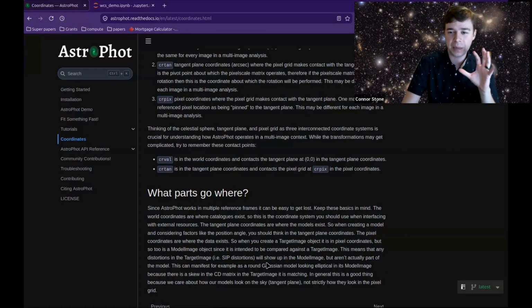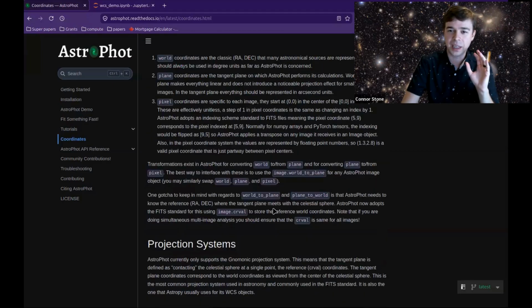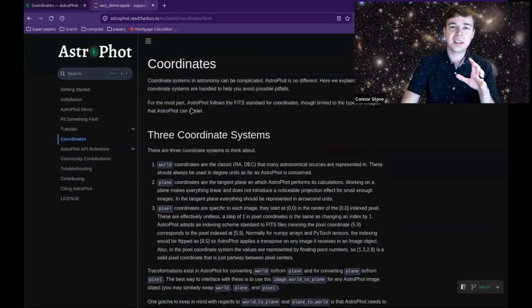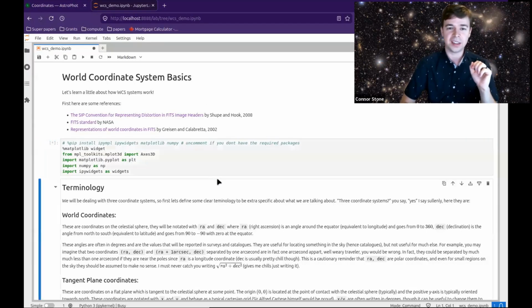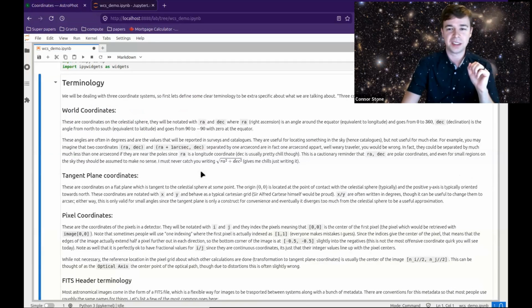This is all a little abstract right now because I've just explained it all in words. Let's go through a little demo that I created where you can actually see these things in action.